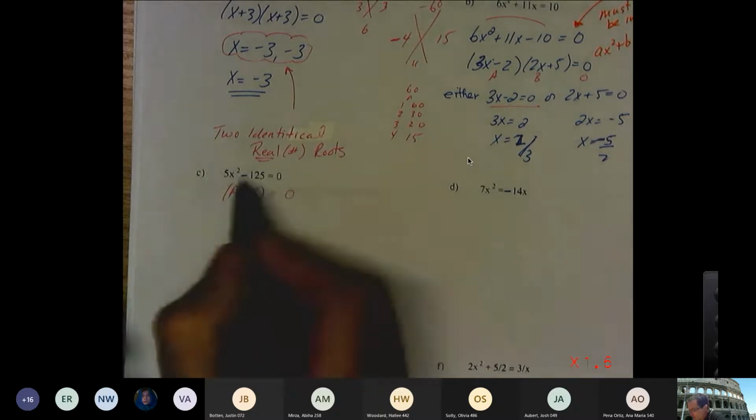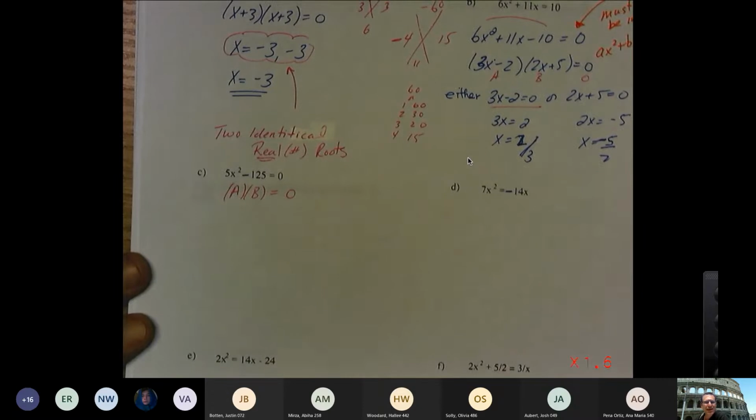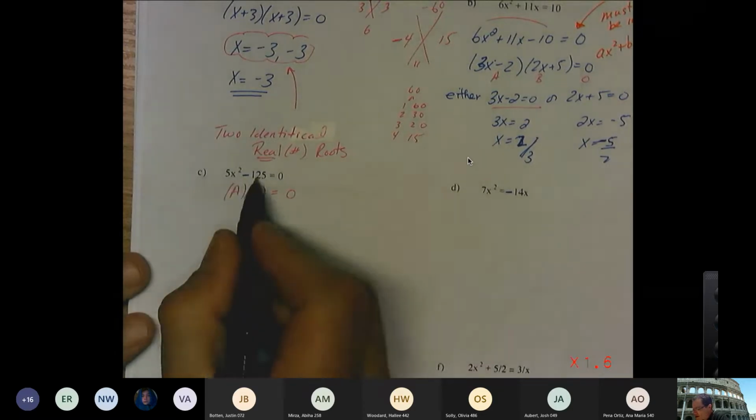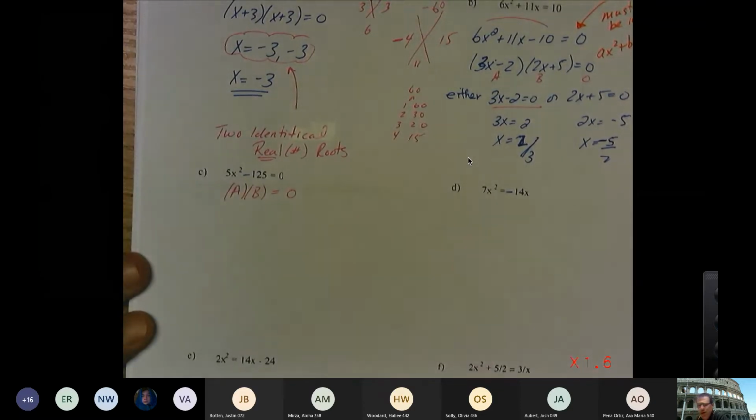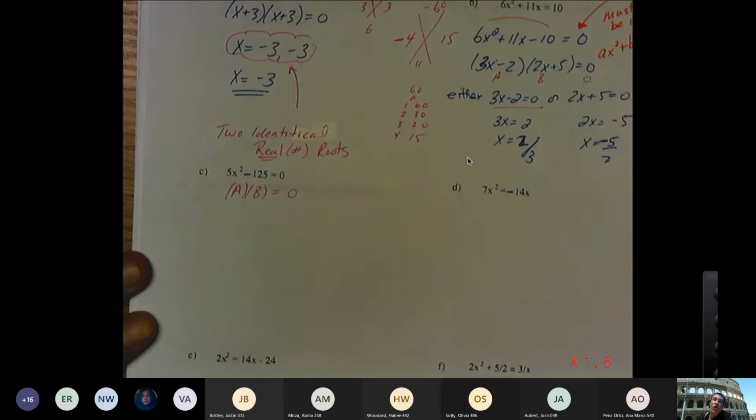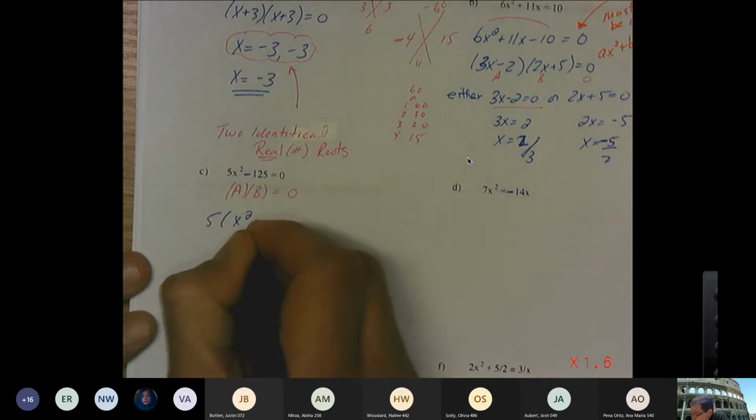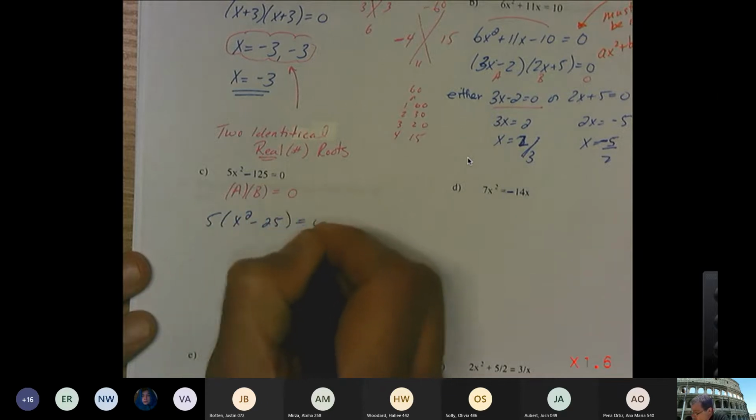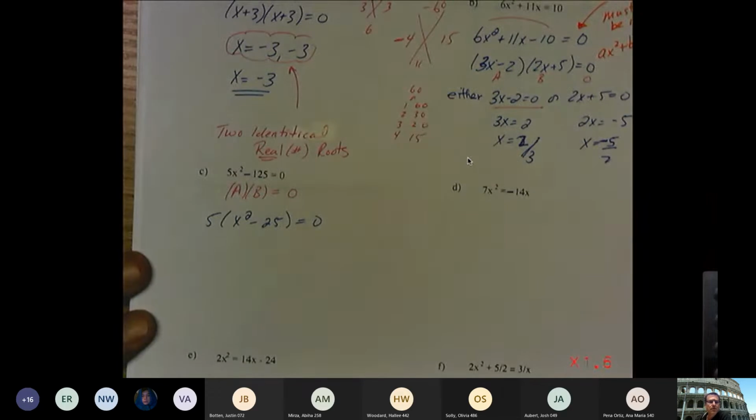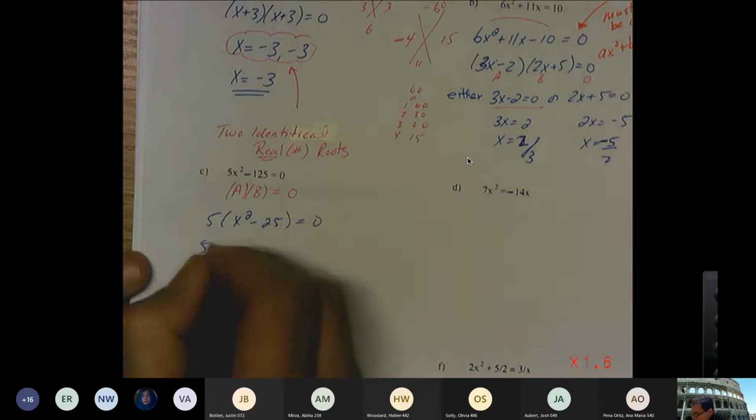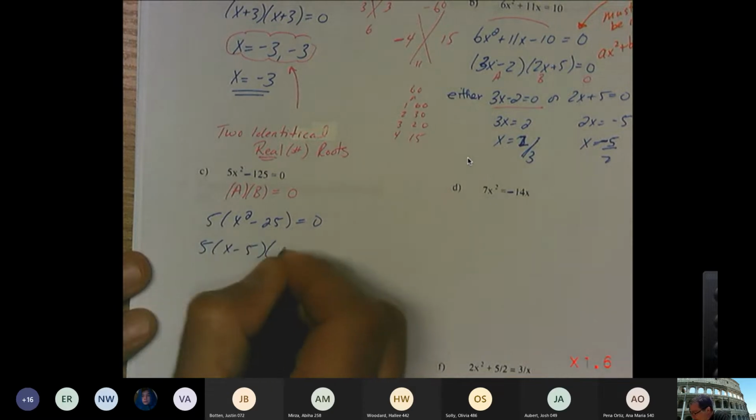So what can we do here? It looks like a trinomial, but it's not a trinomial. It doesn't have 3 terms. There's a square here. You know what we should always do first? We're always supposed to common factor first. So we're going to common factor out a 5. Let's do 5(x squared minus 25). Oh my Lord, look at what happened. We got a difference of squares now. That's a beautiful thing. That's going to become (x minus 5)(x plus 5).